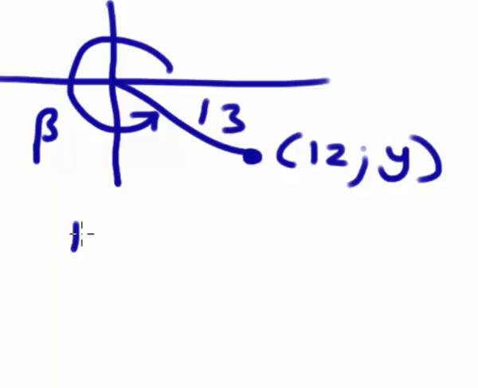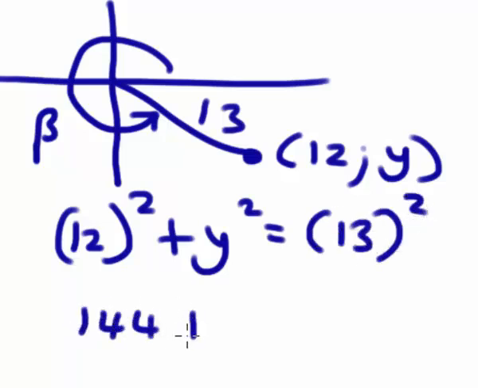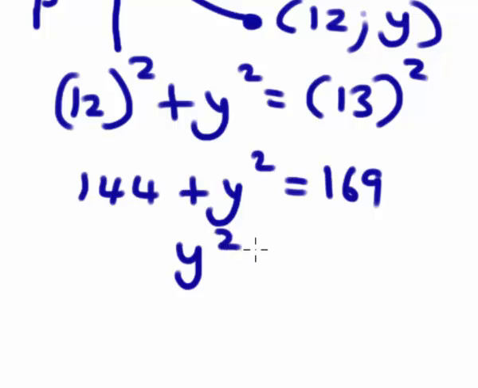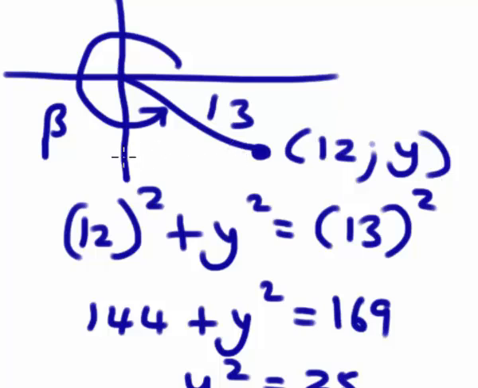Okay, so using Pythagoras, we've got 12 squared plus y squared is equal to 13 squared, which is 144 plus y squared is 169. So if we take that across, y squared is equal to 25. So then y would be plus or minus the square root of that, which is 5. Now if you look at the diagram, the y value is clearly negative 5.